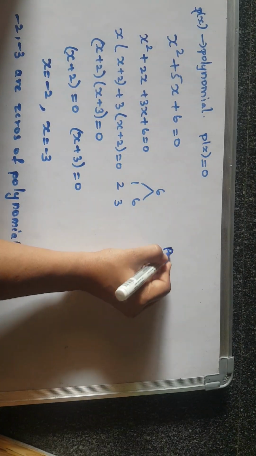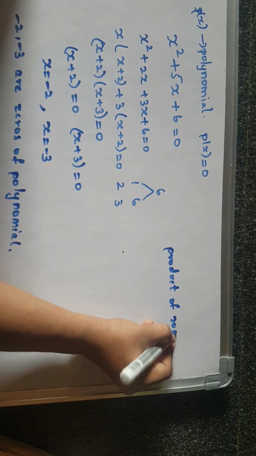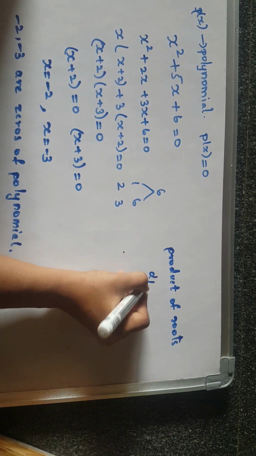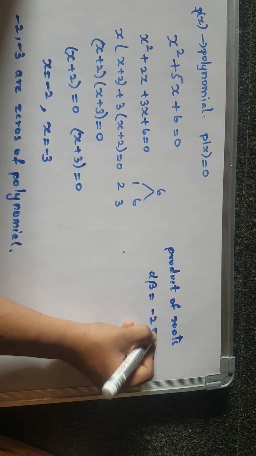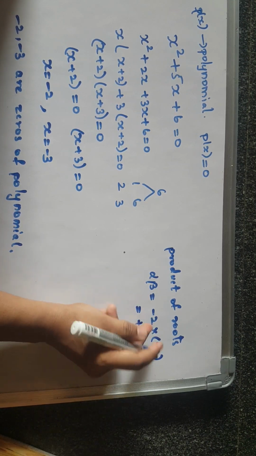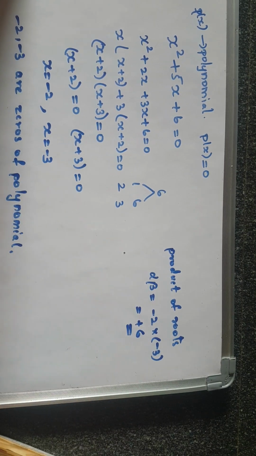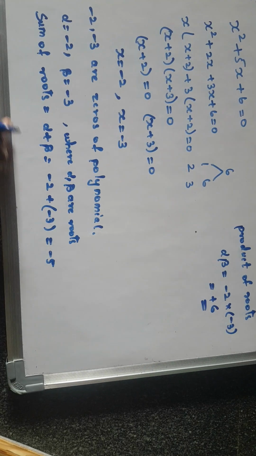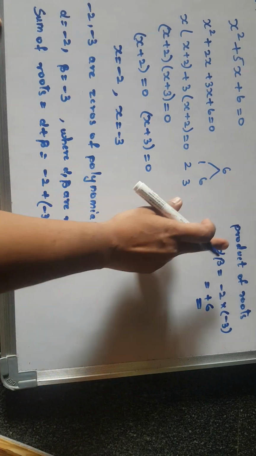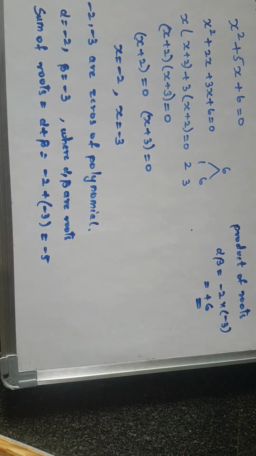Now finding the product of roots: alpha into beta equals minus 2 into minus 3. Minus into minus is plus, 2 threes are 6. This value is becoming 6. So we have found the sum of the roots and the product of the roots. Okay, now let us continue.